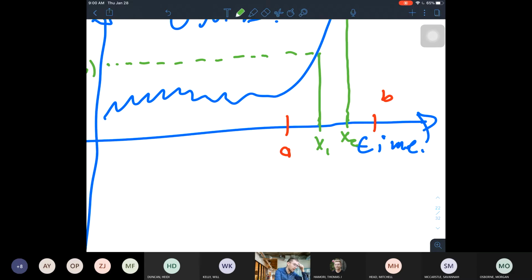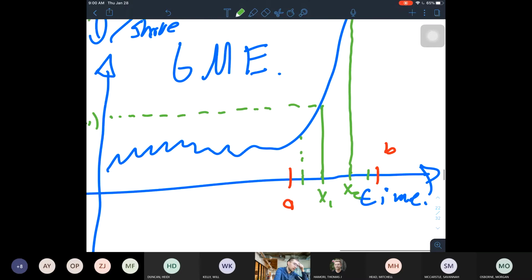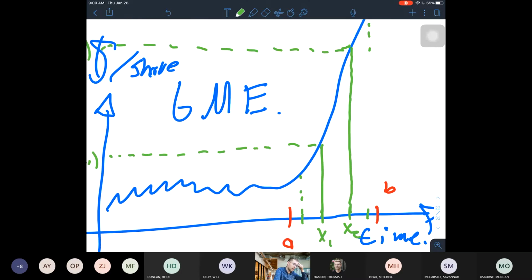Now where x1 and x2 are in this interval shouldn't matter. If it's an increasing function, we could also take these two points, right? There and end up here. Or we could take two points which are really, really close together. And it should still be true. We should be going up as we move from left to right.